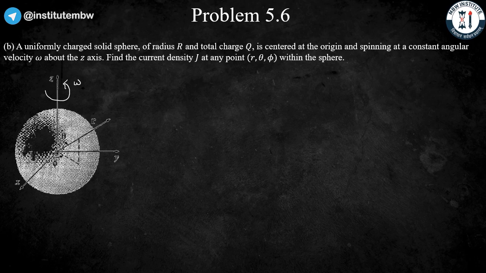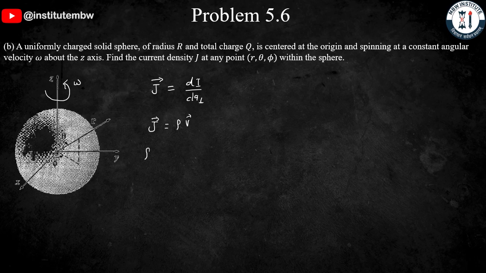So we know the basic definition of J, that is current density. J vector is equal to di upon dA perpendicular. Like part A, we can similarly find the formula of current density in terms of charge density and velocity. So we can write it as J vector is equal to rho v vector. Now our task is to find rho and v.